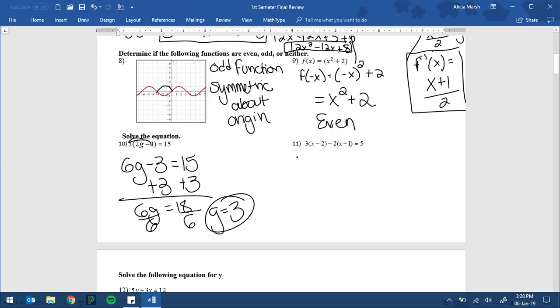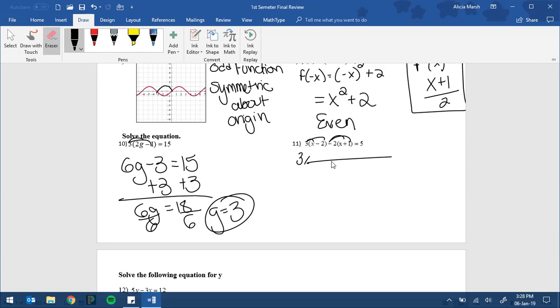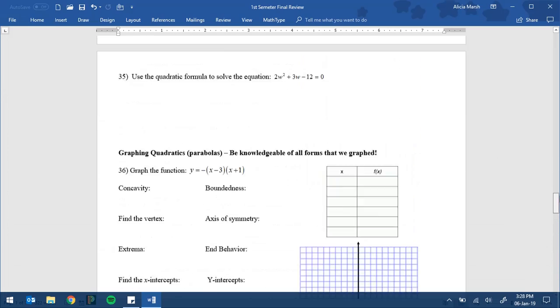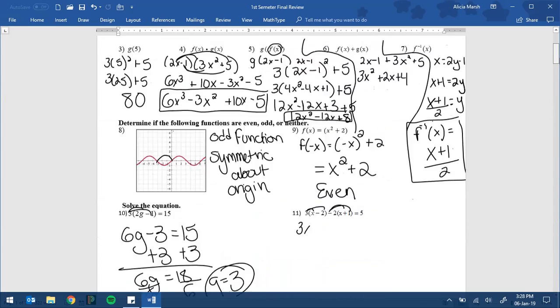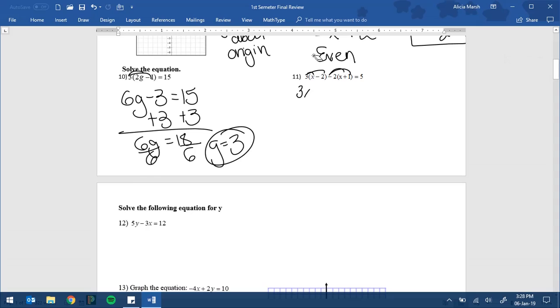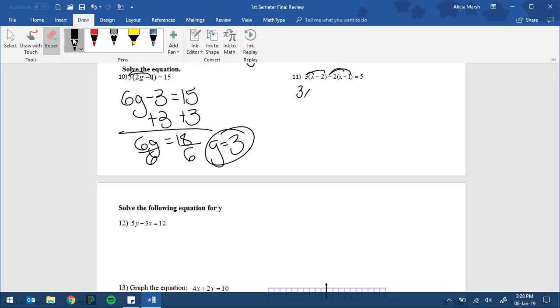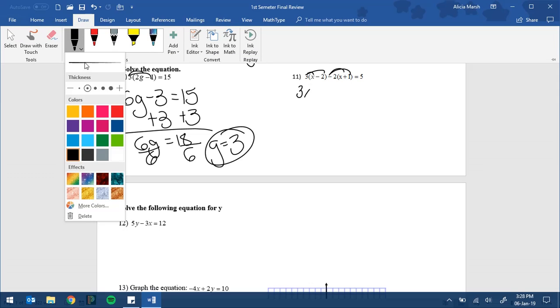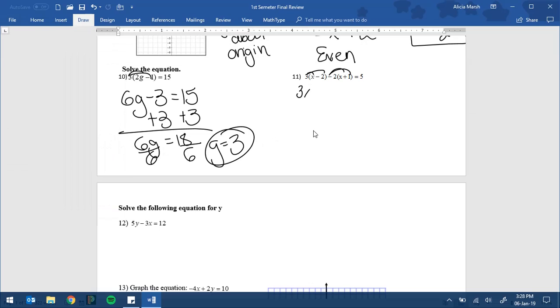This one, distribute the 3. Distribute the negative 2 in there as well. So 3x. Whoa. That one had a little bit of a... There we go. Whoops. Scoot it all the way to the bottom. Go back to my drawing area here. My eraser. There we go. Get rid of my pen. There we go.